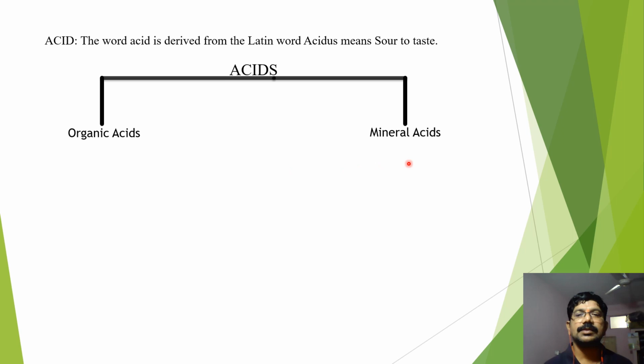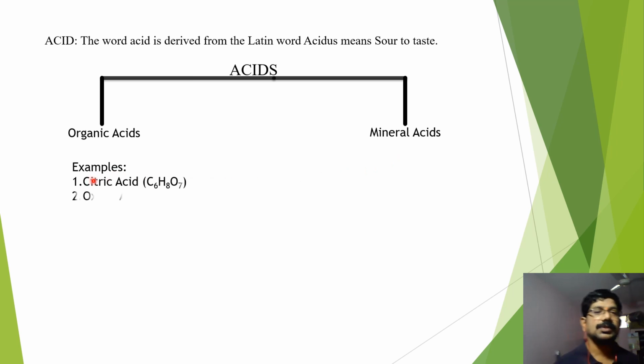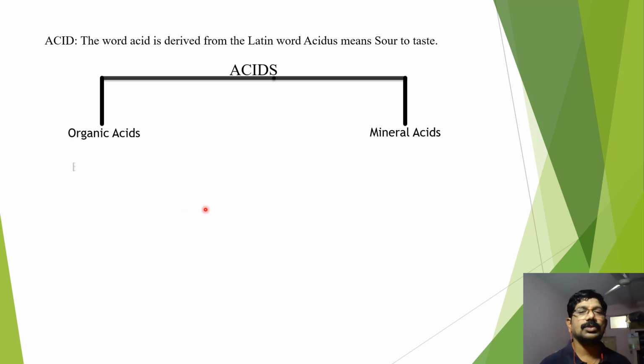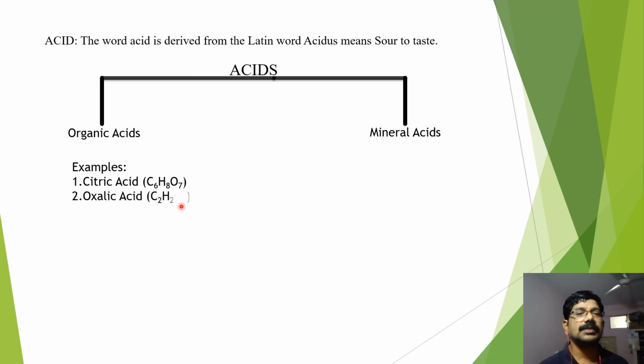The mineral acids are obtained from a mineral background. For organic acids, examples: citric acid, with the formula C6H8O7. Next, oxalic acid, C2H2O4. These are the examples for organic acids. Citric acid is available in citrus fruits. Next one, oxalic acid. And tartaric acid.